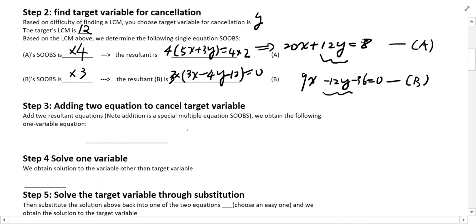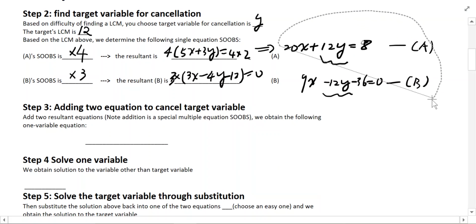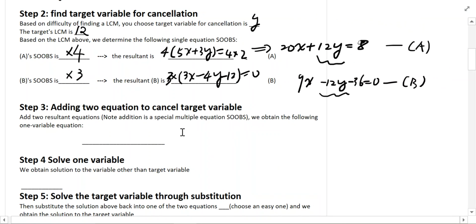So basically, if you can just copy them down, right? Let me copy it down, move it down. So basically, we want to add them up. So when we add them up, we have 20x, I just repeat it, 12y equals 8. I align. Notice that you need to align this equal sign, right? So align the equal sign. Make it straight down. Okay.